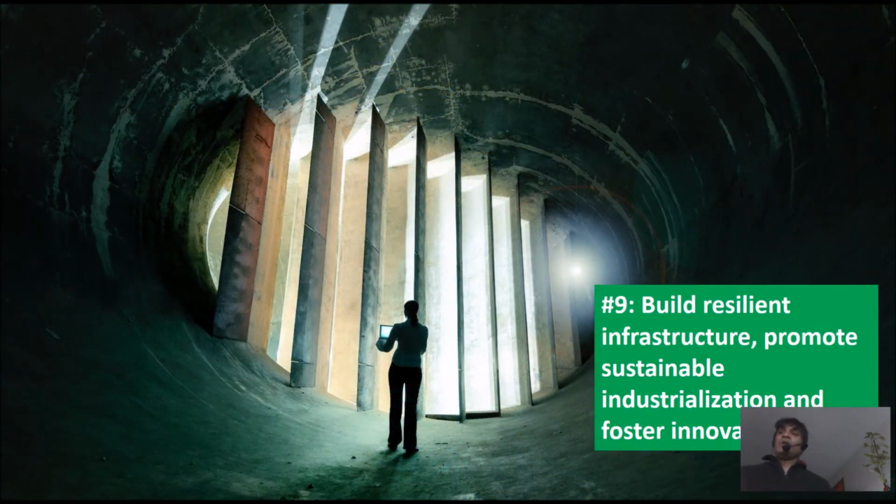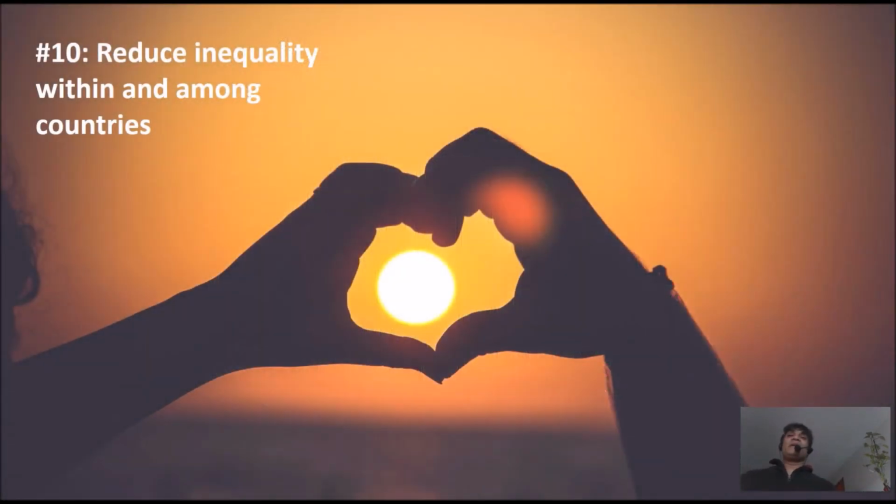Number 9, build resilient infrastructure. What does that mean? I have no idea. I suspect it has to do with building opportunities for entrepreneurship or businesses and things like that. Number 10, reduce inequality within and among countries. So it's not just about that country being poorer than this country, but in this country we have people who are poor and people who are rich living side by side. In fact, there's a crisis globally of the distance between the rich and the poor widening. So this goal is meant to address that.